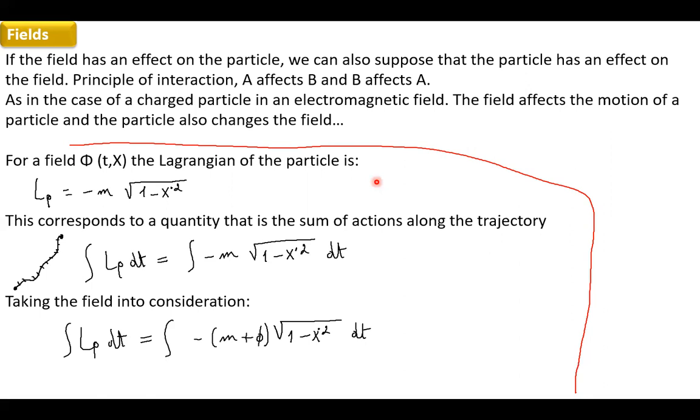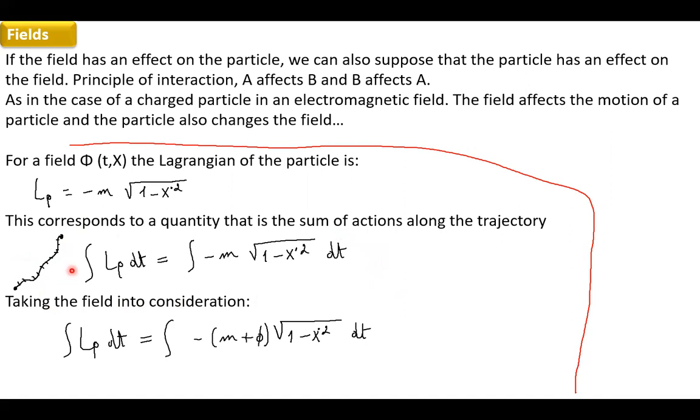If we have a field φ, a scalar field φ that is a function of t and x as always, the Lagrangian of the particle would be, you know it, minus m radical of 1 minus ẋ squared. So it corresponds to a quantity that is the sum of actions. So the total action will correspond to a quantity that is the sum of actions along the trajectory. So if you have the trajectory of your particle, your electron, your proton, any particle, you can divide this trajectory into small intervals, into differential intervals.